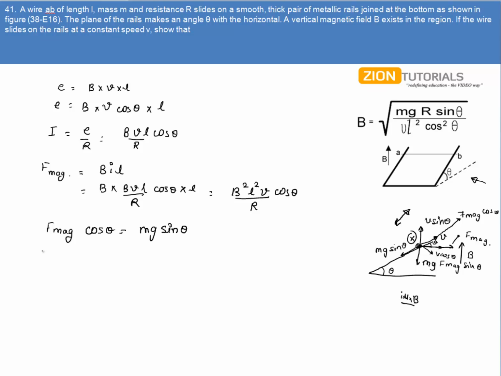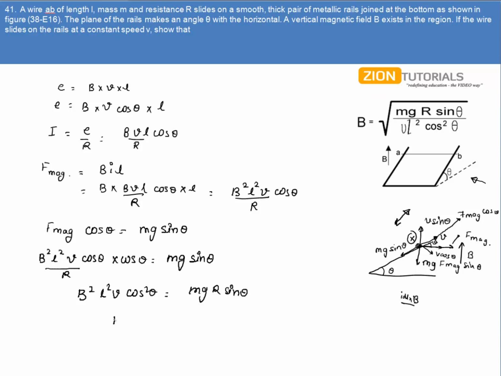So substituting the value, we have F magnetic as B squared L squared V cos theta by R, into cos theta, is equal to mg sin theta. We have B squared L squared V cos squared theta is equal to mg R sin theta. So B comes out to be mg R sin theta divided by L squared V cos squared theta, all to the power 1/2. That is the answer.